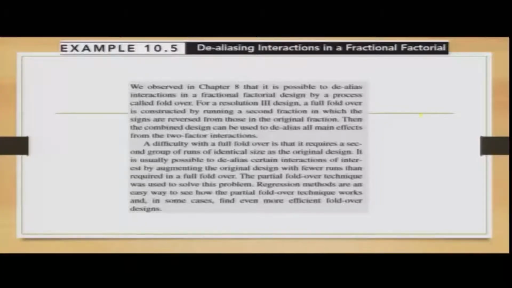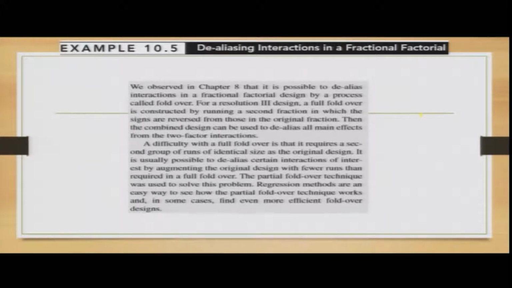We observed that it is possible to de-alias the interactions in the fractional factorial design by a process called fold over. So, you fold it and try to consider using a block design also. For resolution 3 or 4 designs, a full fold over is constructed by running a second factorial in which the signs are reversed from those in the original factors. Then the combined design can be used to de-alias all main effects from the two-factor interactions and basically have a better picture of how the effects are behaving.